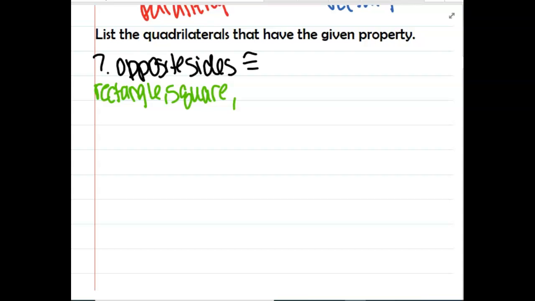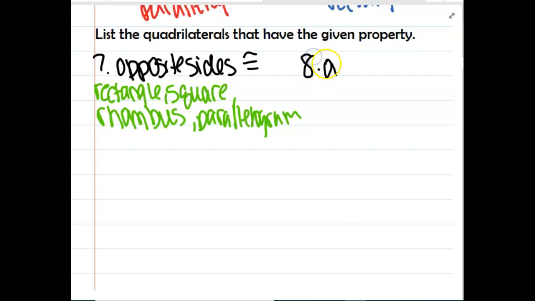Rhombus. A rhombus does, for kind of the same reason as a square. If all the sides are congruent, the opposite sides are going to be congruent. And a parallelogram, right? That's a property of a parallelogram. So it's actually going to be all of them. Okay, number 8. If we do opposite angles congruent.